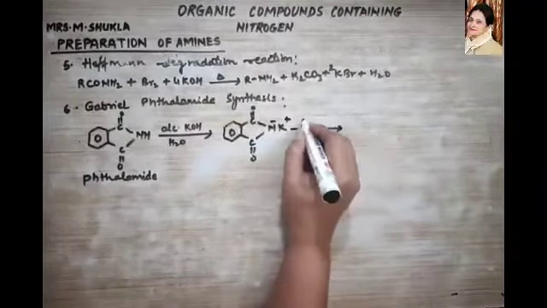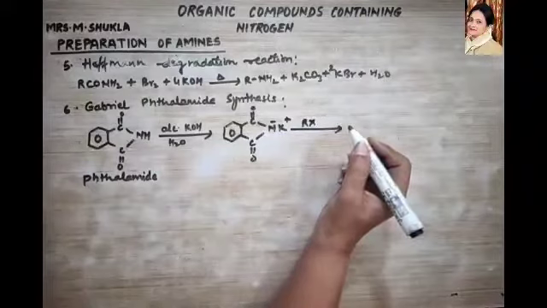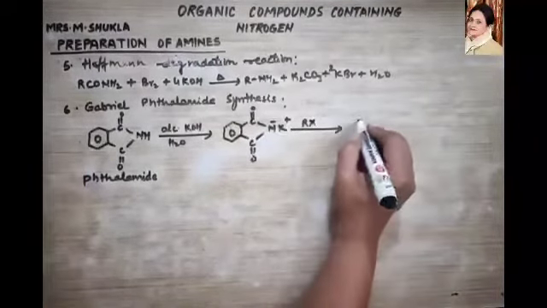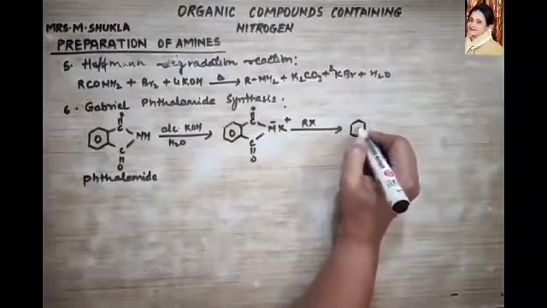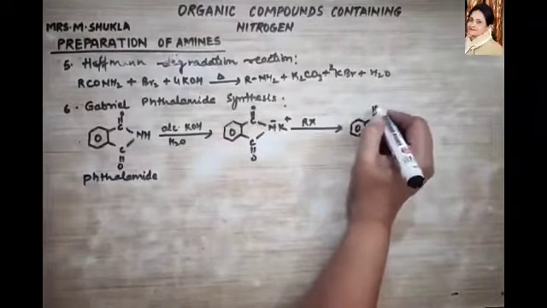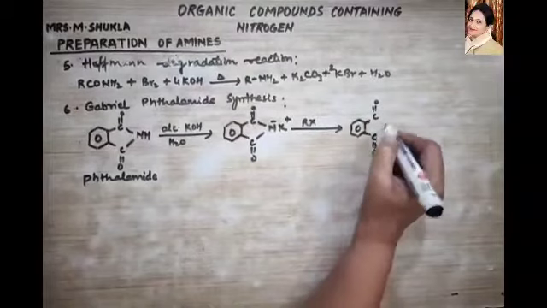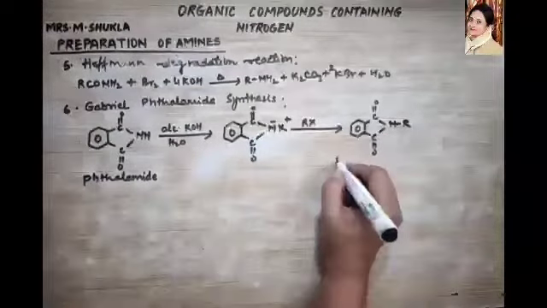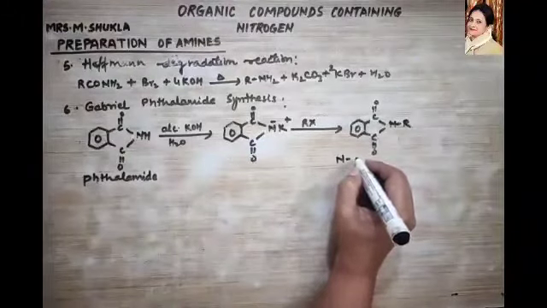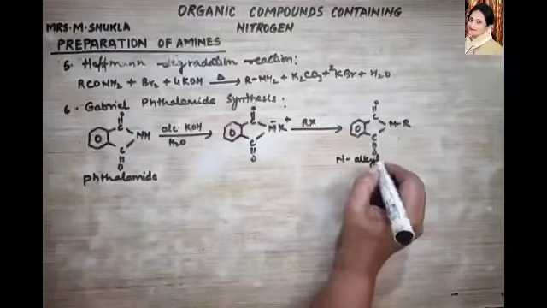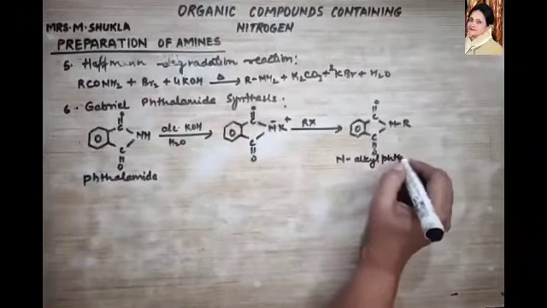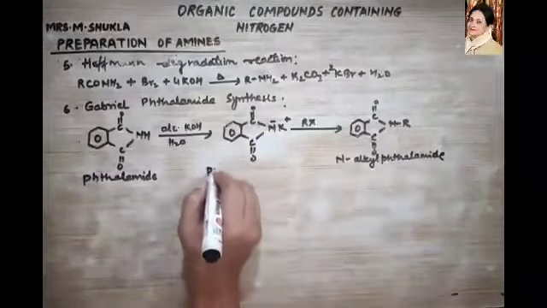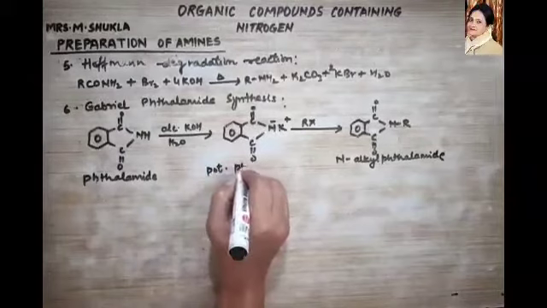Further, when this is treated with any of your alkyl halide, it is going to give us N-alkyl phthalimide. So what is the structure of N-alkyl phthalimide? C double bond O, N and R. What is this? This is N-alkyl phthalimide. Okay, what was this? This was potassium phthalimide.